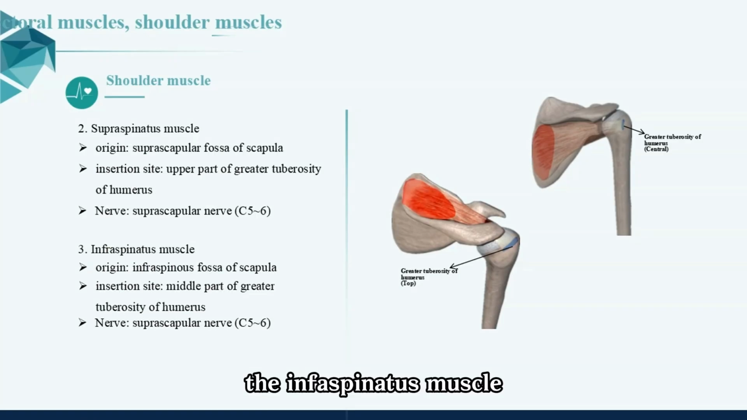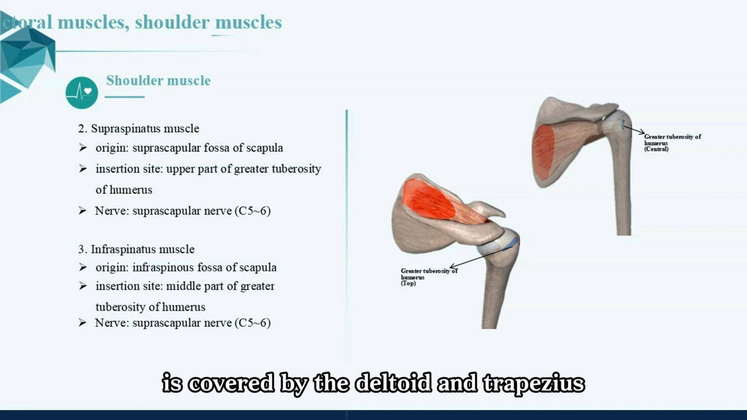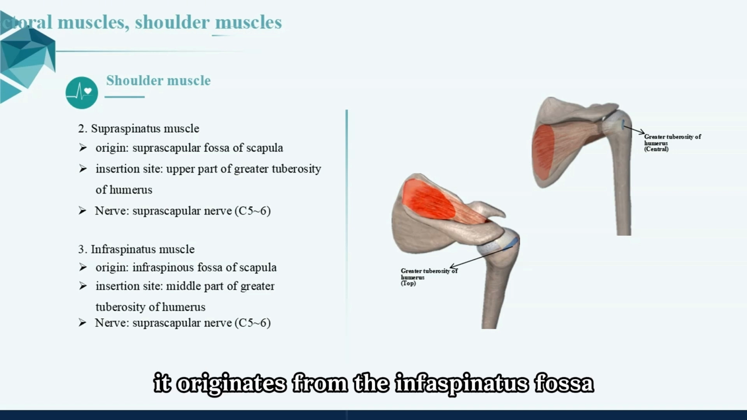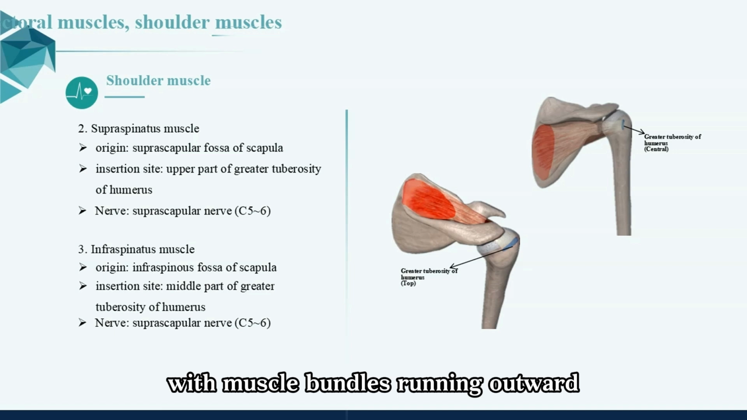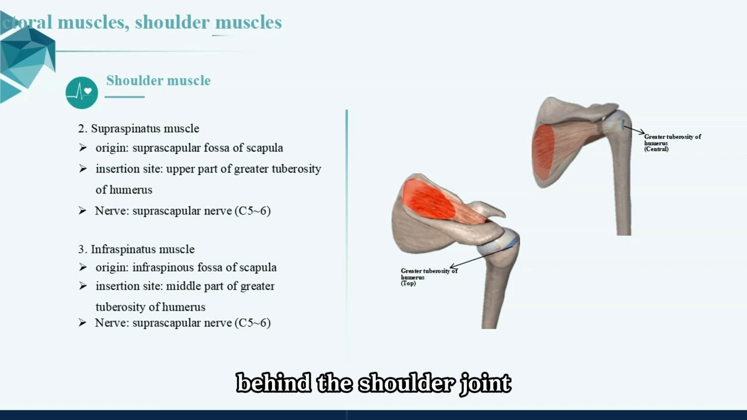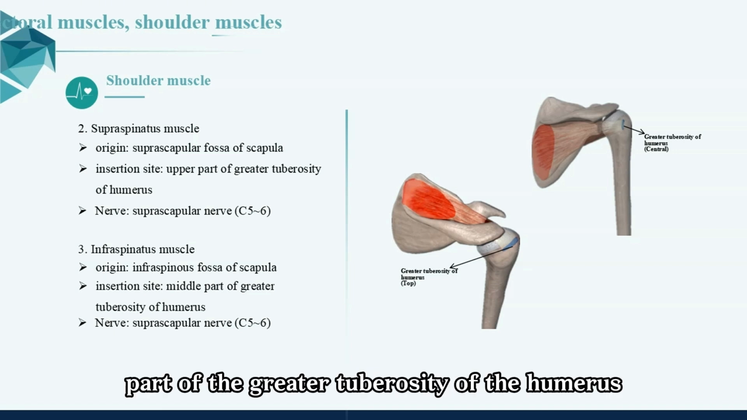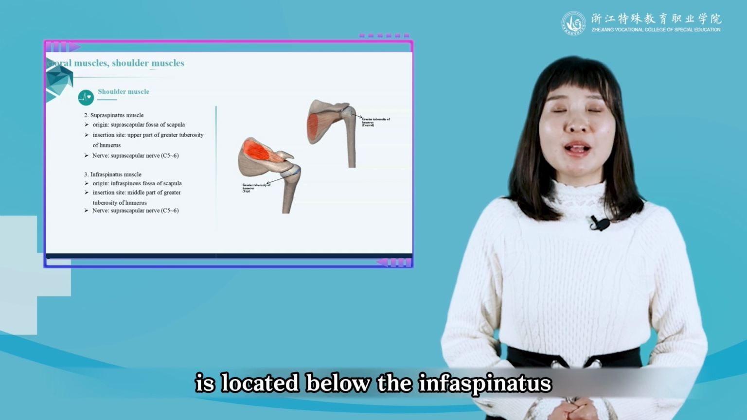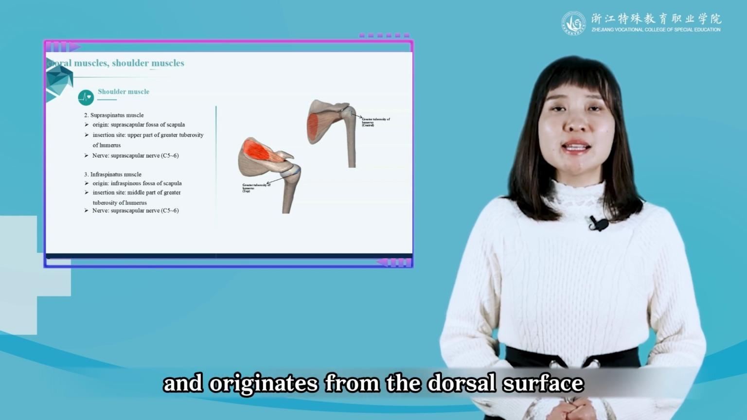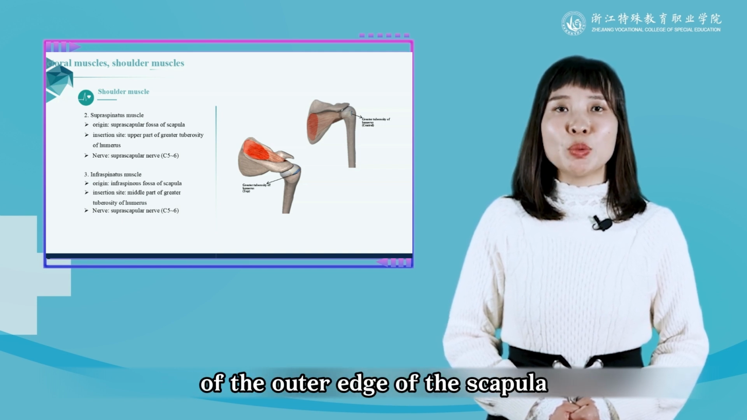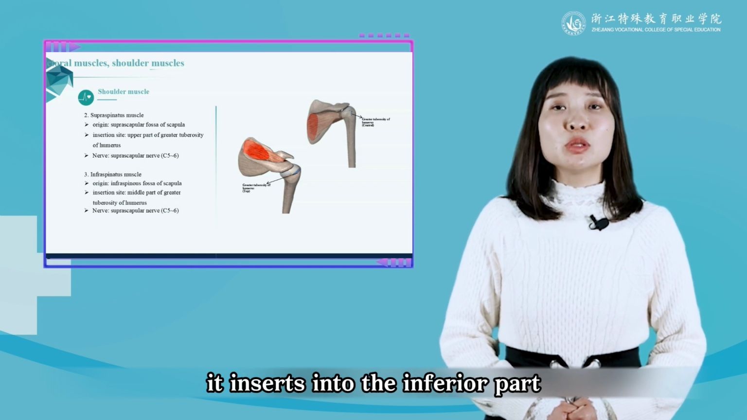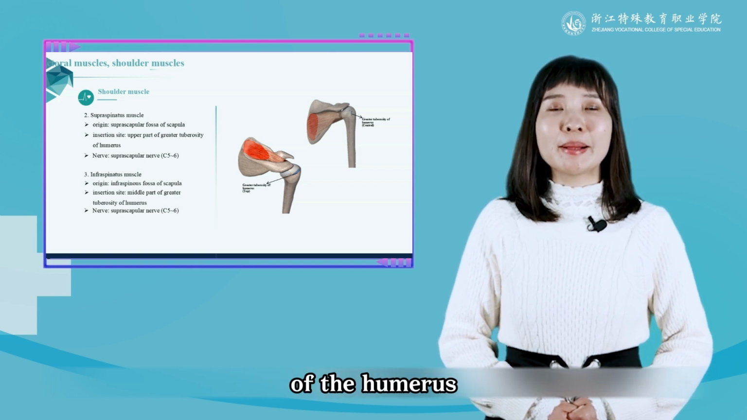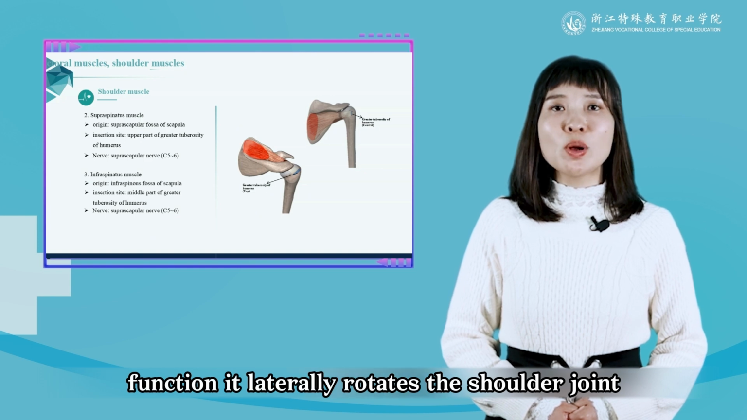The infraspinatus muscle is located in the infraspinous fossa. Part of the muscle is covered by the deltoid and trapezius. It originates from the infraspinous fossa, with muscle bundles running outward behind the shoulder joint and inserting into the middle part of the greater tuberosity of the humerus. Function: it laterally rotates the shoulder joint. The teres minor muscle is located below the infraspinatus and originates from the dorsal surface of the outer edge of the scapula. It inserts into the inferior part of the greater tuberosity of the humerus. Function: it laterally rotates the shoulder joint.